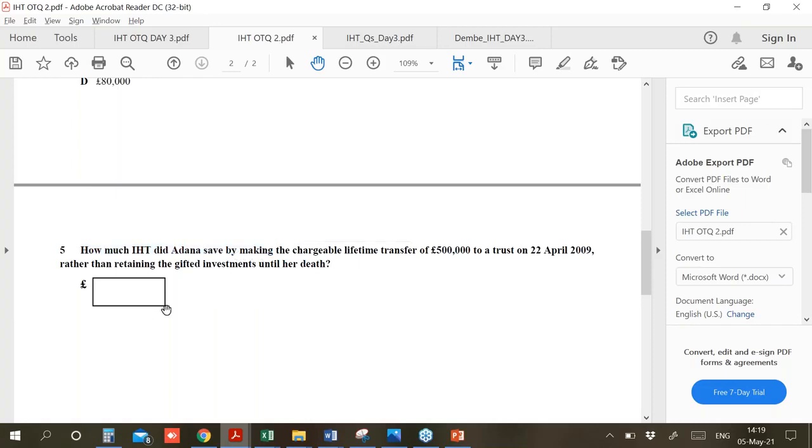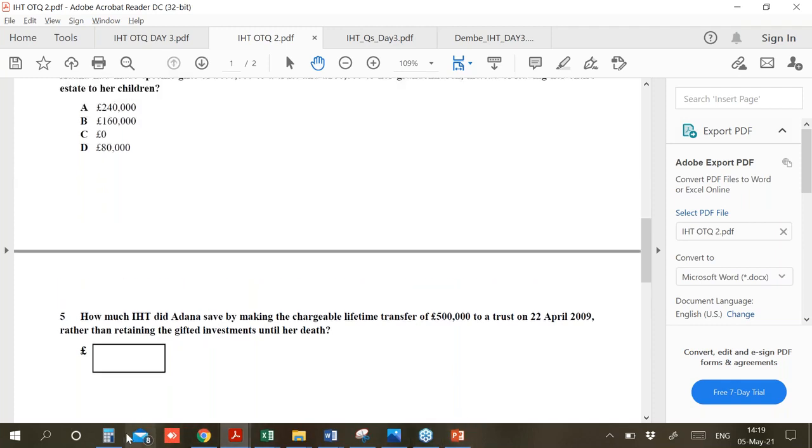So how much IHT would Adana have saved? That is my answer, 207,750. By making the transfer earlier in 2009, she has saved 207,750, because otherwise, if she had retained those shares in her estate, she would have to pay the higher amount of tax, that is 260,000, as compared to 52,250. So the difference is her saving because she has made the gift early in her life.